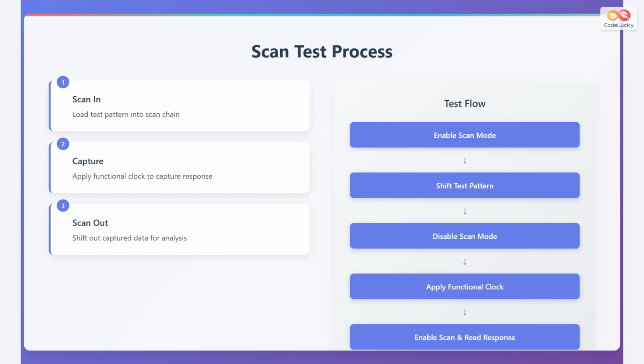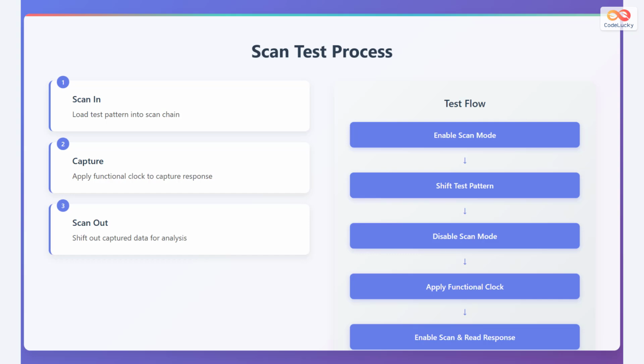The scan test process consists of 3 steps. Step 1, scan in, which involves loading the test pattern into the scan chain. Step 2, capture, which involves applying functional clock to capture response. Step 3, scan out, which involves shifting out captured data for analysis.